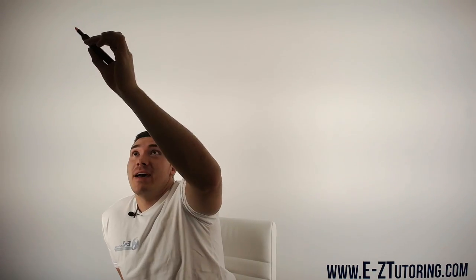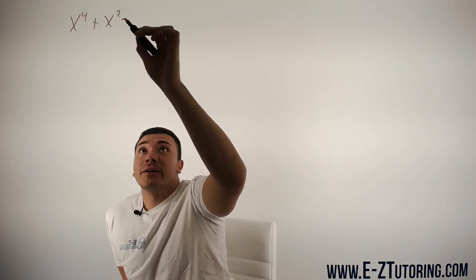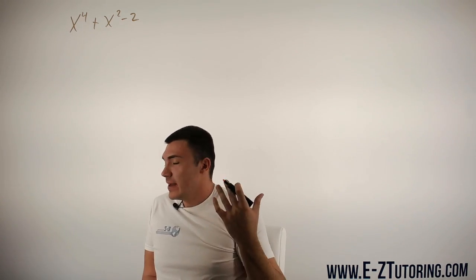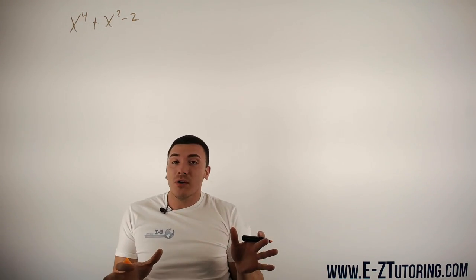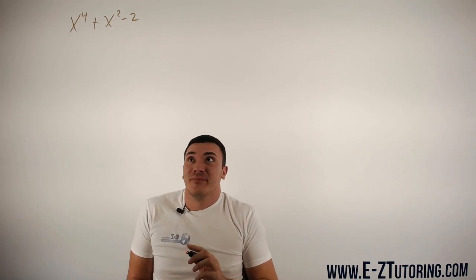Today we are going to cover how to find all of your rational zeros by implementing Descartes' rule of signs. So let's jump straight into it. Let's suppose that we have a function here, x to the fourth plus x squared minus 2. Now I'm going to assume you guys are familiar with Descartes' rule of signs. If you are not familiar, be sure to check out my video on it.